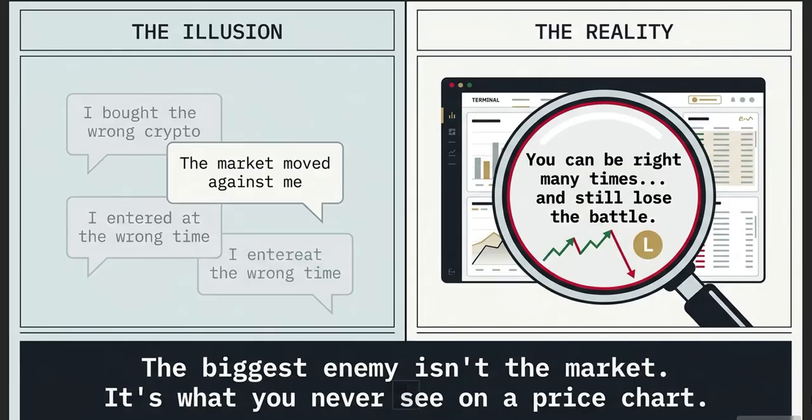The illusion: I bought the wrong crypto. The market moved against me. I entered at the wrong time. The reality: you can be right many times and still lose the battle. The biggest enemy is not the market. It's what you never see on a price chart.